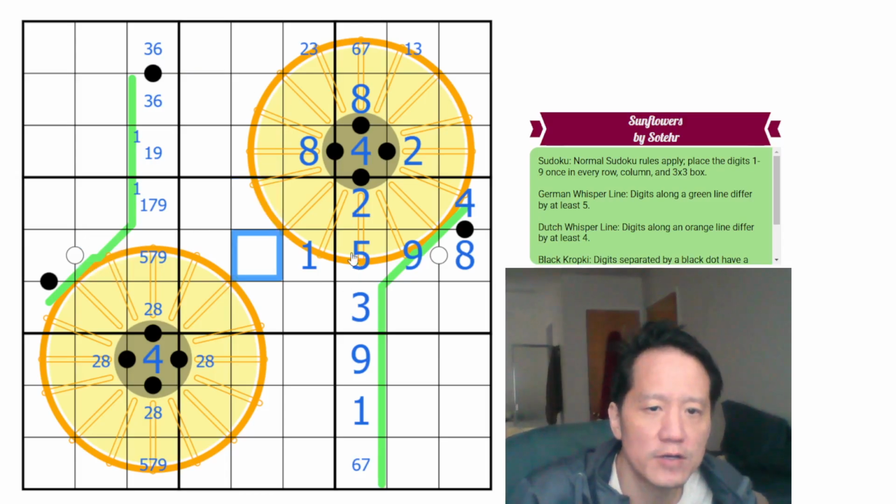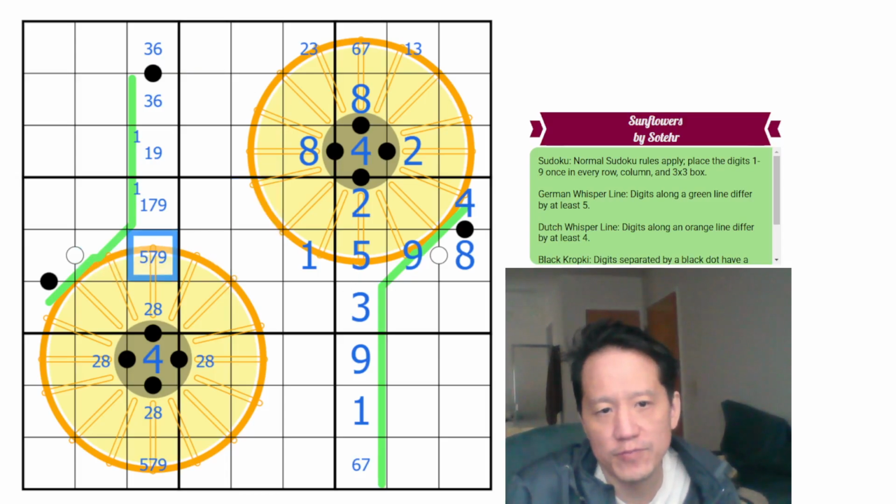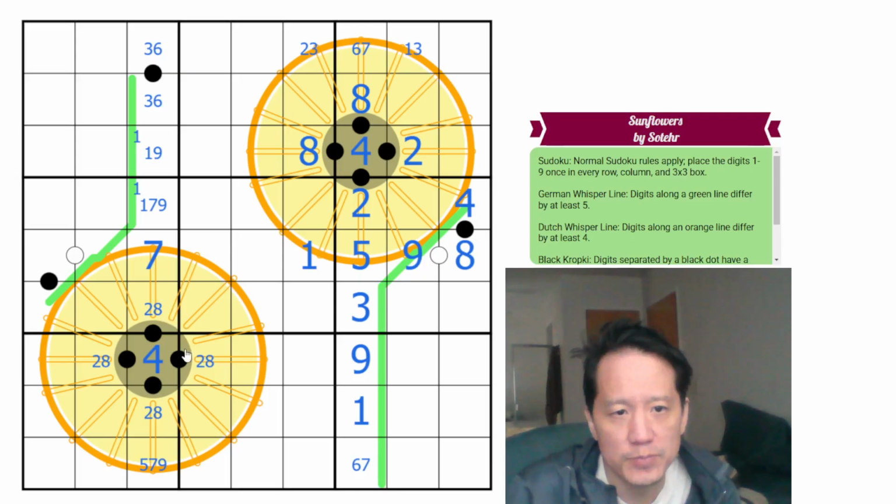Do we know anything else? This can't be 5. And this can't be 9, therefore this must be 7. Since this is 7, this can't be 7. So now we have a 1, 9, 1, 9 pair in column 3, which eliminates 1 and 9 from the rest of the column, and 7 can't be in the rest of the column. Therefore, this must be a 5.